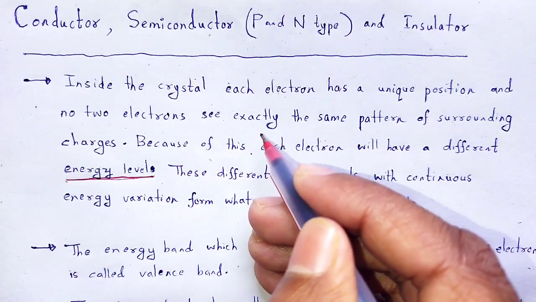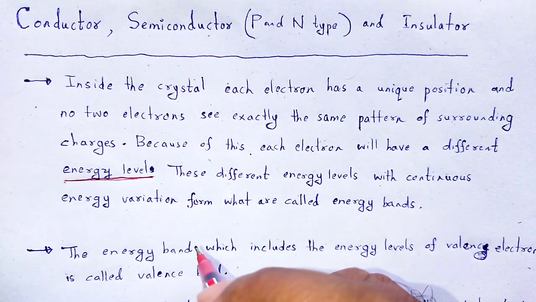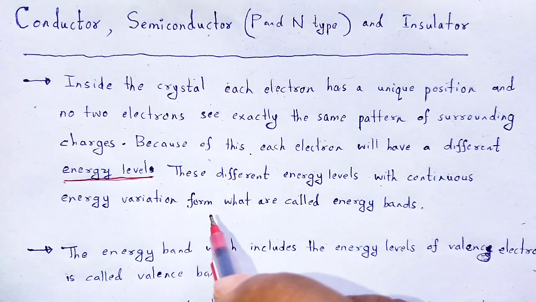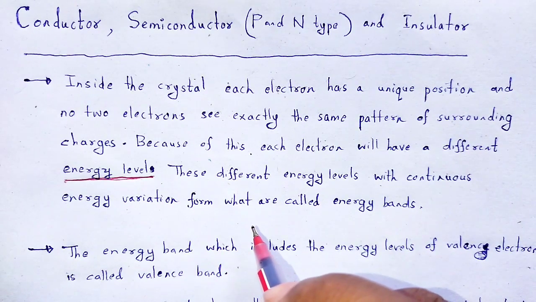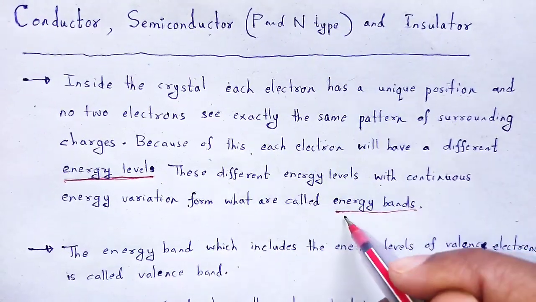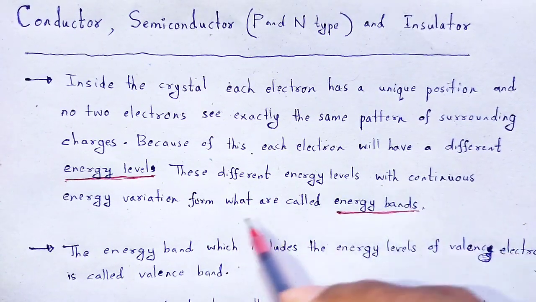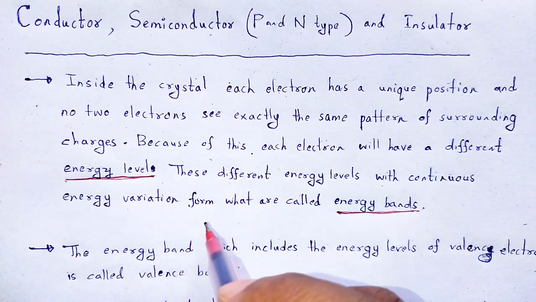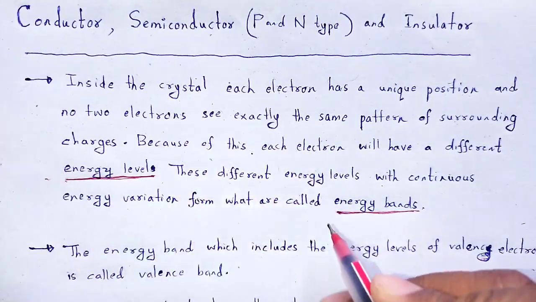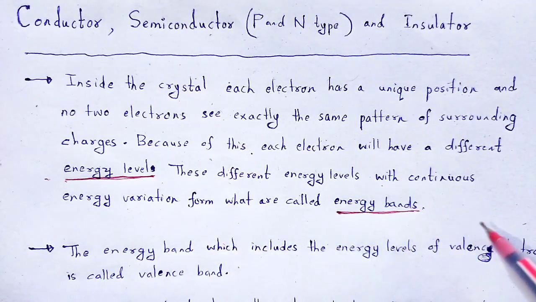Due to that reason, each electron has a different energy level, and these different energy levels with continuous energy variation are known as the energy bands. So, what is an energy level and what is an energy band? A combination of energy levels, we call it an energy band.